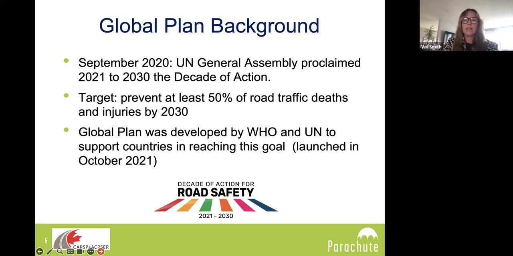Next slide, please. So the global plan. Each year, about 1.3 million preventable deaths and an estimated 50 million injuries happen on our roads.